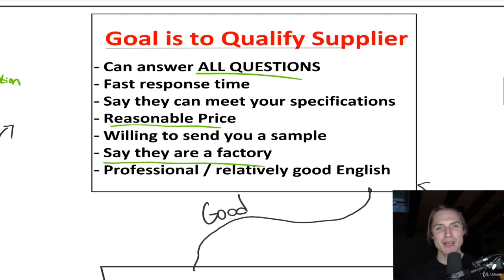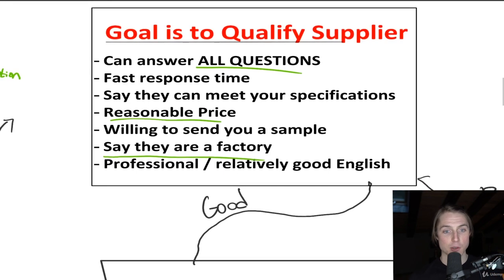And if they don't, there's still ways that we can further validate that they are a factory, because we want to be dealing with the people that actually build the products and not the people that are just a middleman, like a real estate agent. Okay, professional and relatively good English. Again, we're doing business with them. We would like to speak English. Unless you know Mandarin, then go for it.